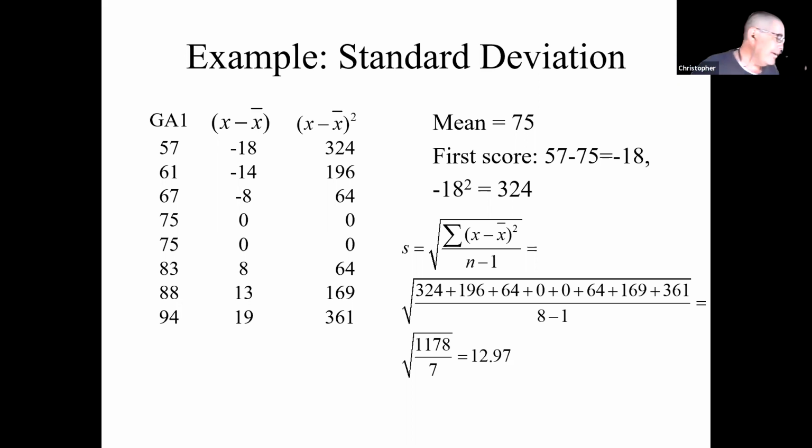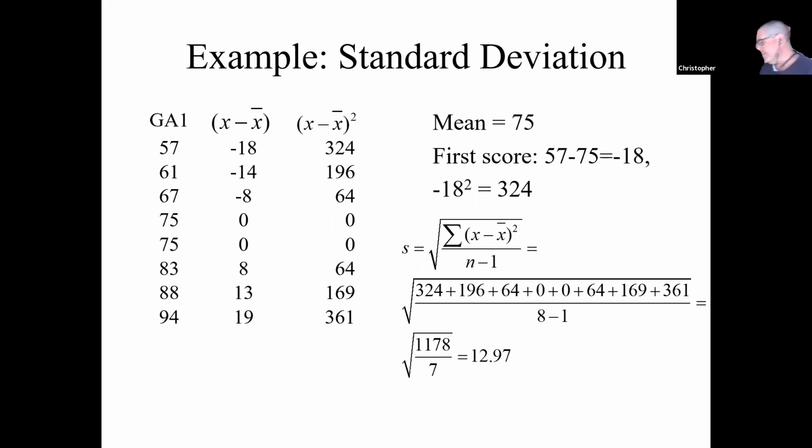That value, 12.97, doesn't have much meaning on its own, aside from the fact that we know about 68% of our scores are going to be plus or minus 1 standard deviation from the mean. So the mean plus or minus our standard deviation of 12.97 is going to capture a range that will have about 68% of scores in most distributions. 95% will be captured by 2 standard deviations, but don't worry too much about that value itself right now.